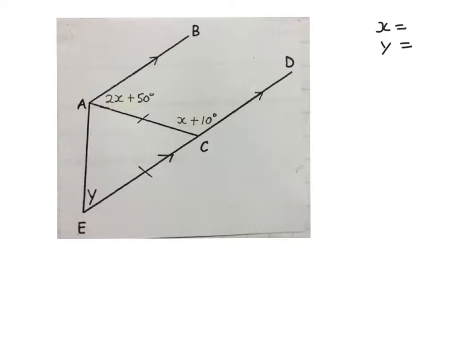Good day. This is another problem about angles, lines and triangles. We have to work out what the value of x is and what the value of y is. Always look on the picture at what they have given you. They told you that these two lines are parallel. That means these two angles will be co-interior angles and add up to 180.